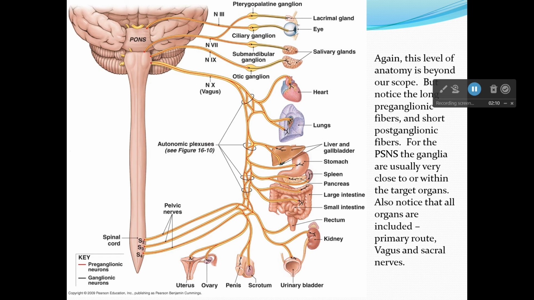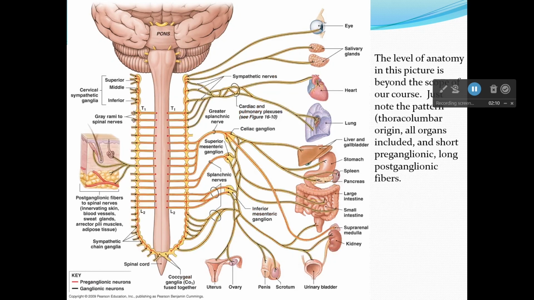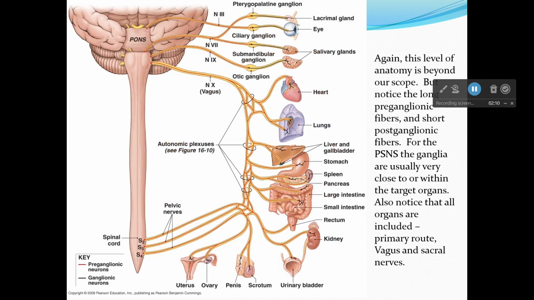The other place we see a lot of parasympathetic stimulation is through the sacral nerves, right? To the reproductive tract, to the urinary bladder, to the kidneys, to the rectum, small intestine, and so on. Okay? So, very different patterns of innervation between sympathetic and parasympathetic. Many of the same organs, but the path getting there is different.